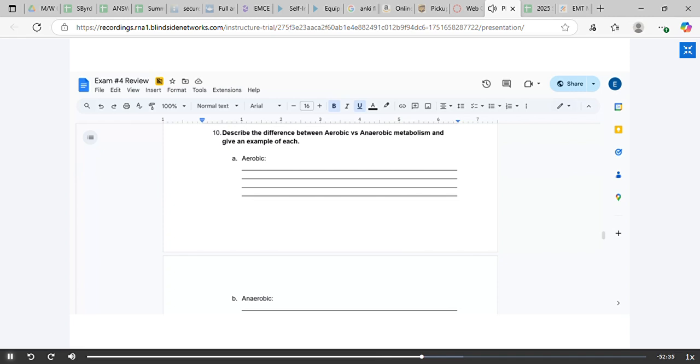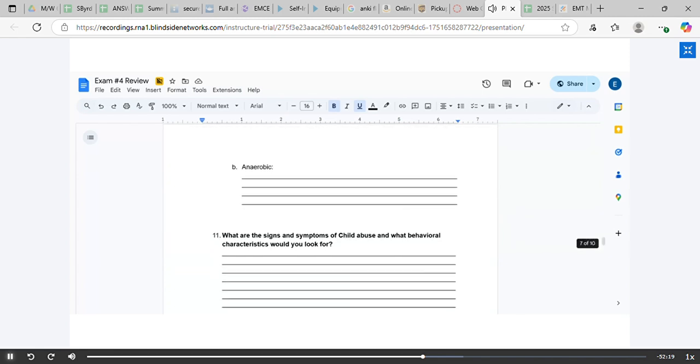Anaerobic metabolism is the same production of energy, but without the use of oxygen, or if oxygen is in a limited supply. Okay, so when you have anaerobic metabolism, you're going to produce less energy, and the byproducts are carbon dioxide, but also lactic acid. It's going to utilize glycolysis, break down the body's stored glycogen, things like that.